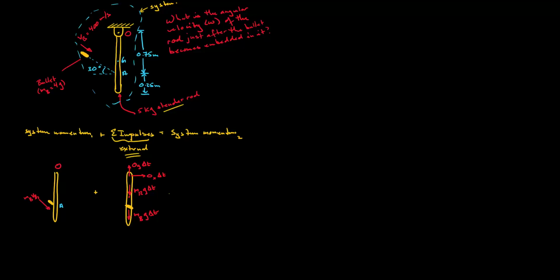And this will be equal to the system momentum at time 2. Now I'm going to pick my time 2 as just after the bullet is embedded in it. So time 1 is just before the bullet is embedded in the rod, time 2 is just after. So just after, what are we going to have? Again, we have our bullet embedded in here. It will have a certain momentum, which I can call m_B v_B2.